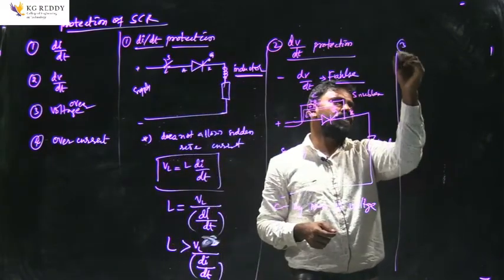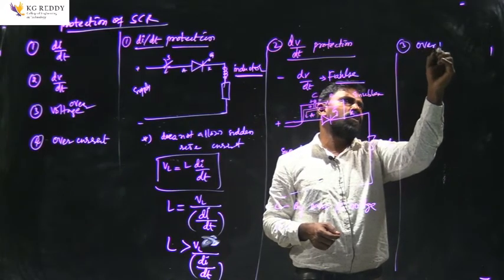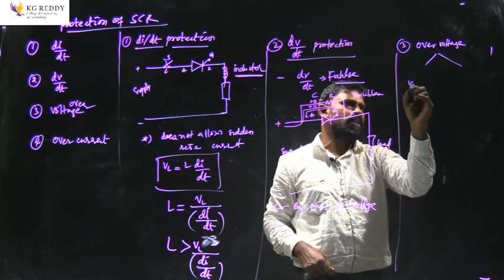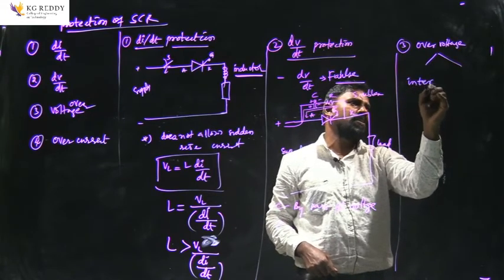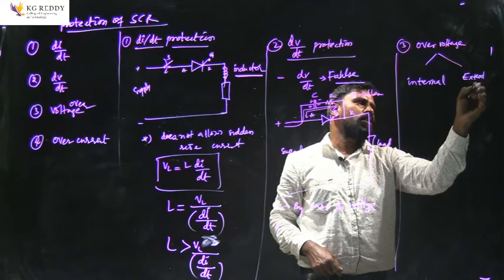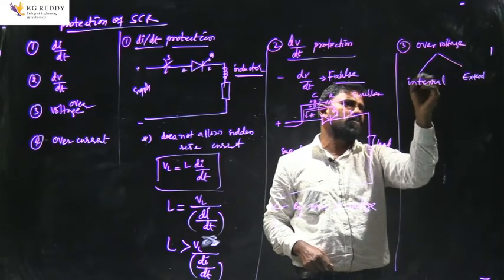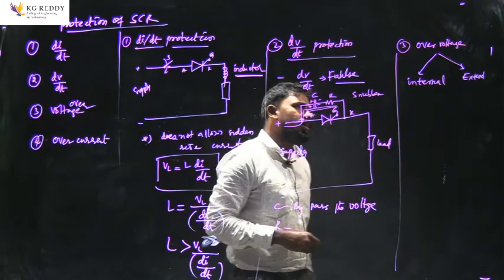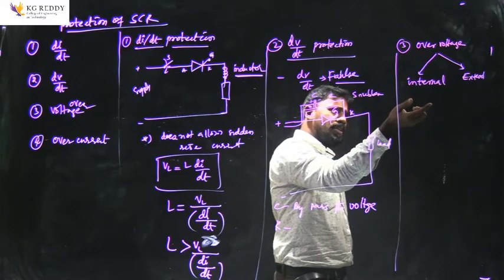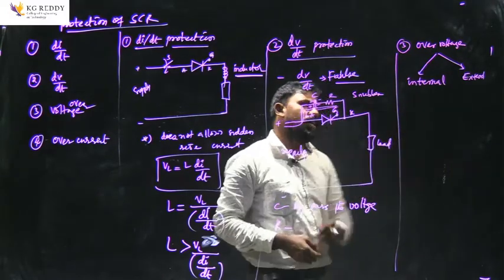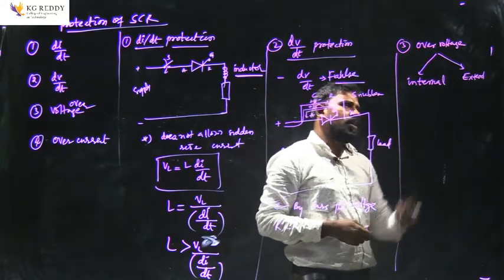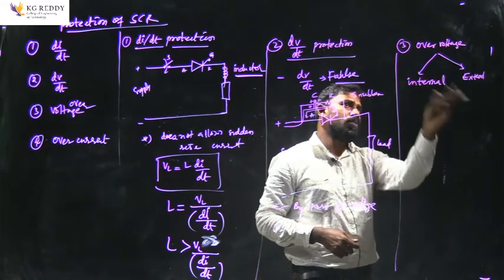Another method is over voltage protection. The over voltage can be internal or external. So we will face internal over voltage and also external over voltage. These are the two problems which we face while operating the SCR practically, internal and external. So what are the methods we use to protect the SCR from internal over voltage, and what are the methods for external over voltage protection?